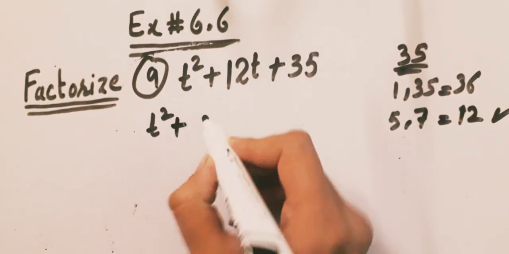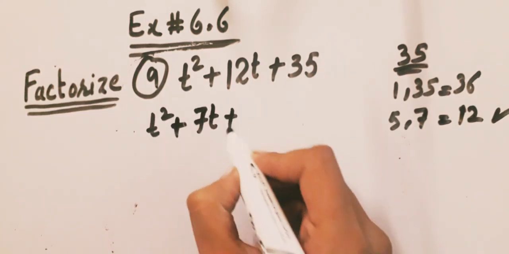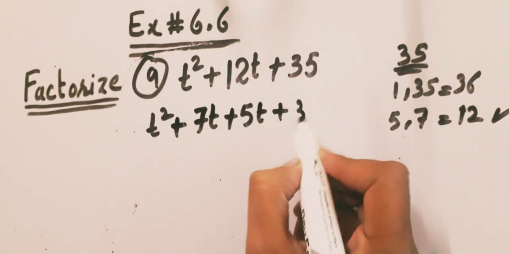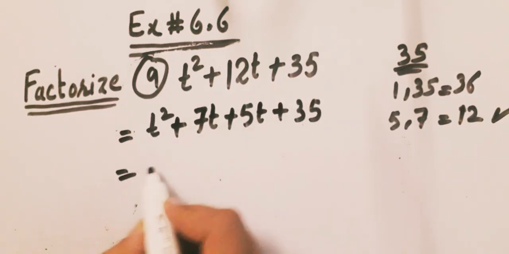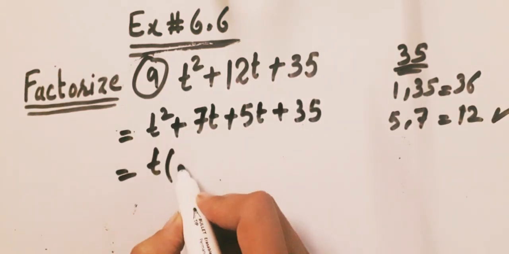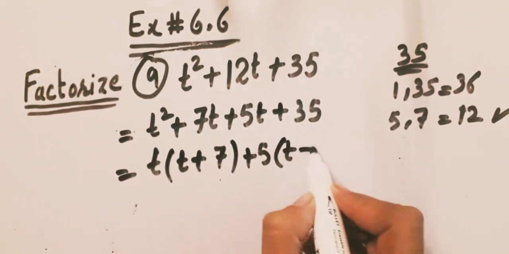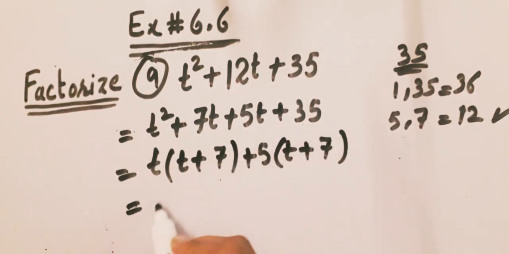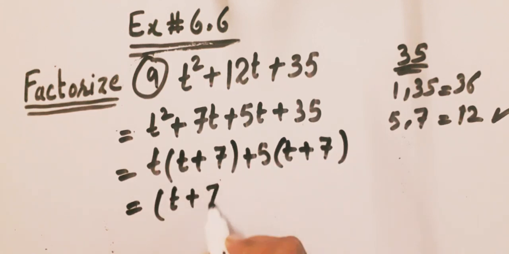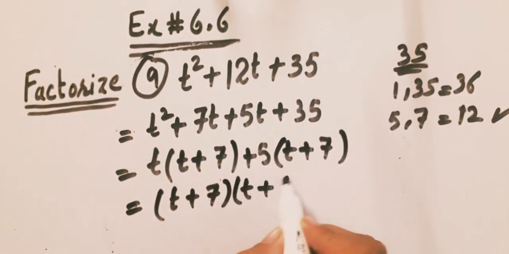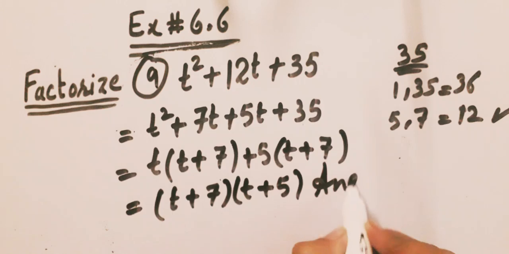So t square plus 7t plus 5t plus 35. Now you will take t as common, remaining is t plus 7, plus 5 as common, remaining is t plus 7. So it gives t plus 7 into t plus 5. This is the answer.